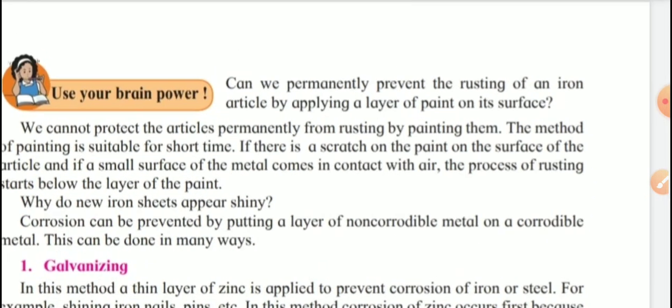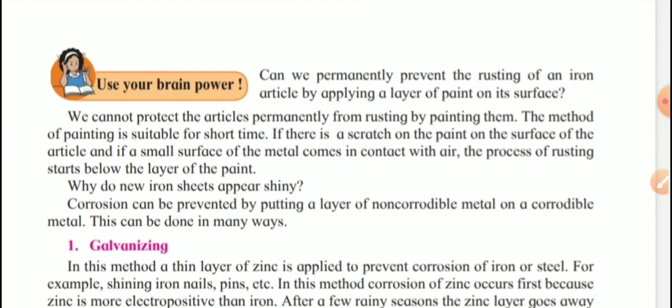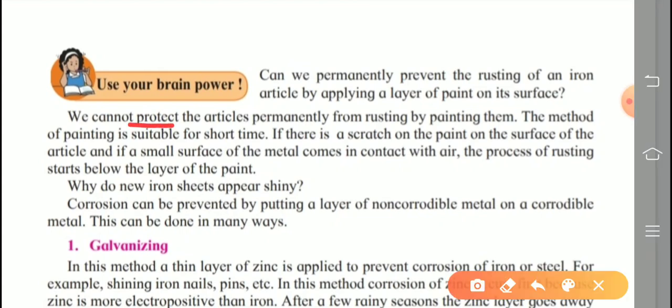See the explanation in that paragraph. We cannot protect an article permanently from rusting by painting it. The method of painting is suitable for a short time only. If there is a scratch on the paint on the surface of the article, and a small surface of the metal comes in contact with air or moisture, the process of rusting starts below the layer of the paint.